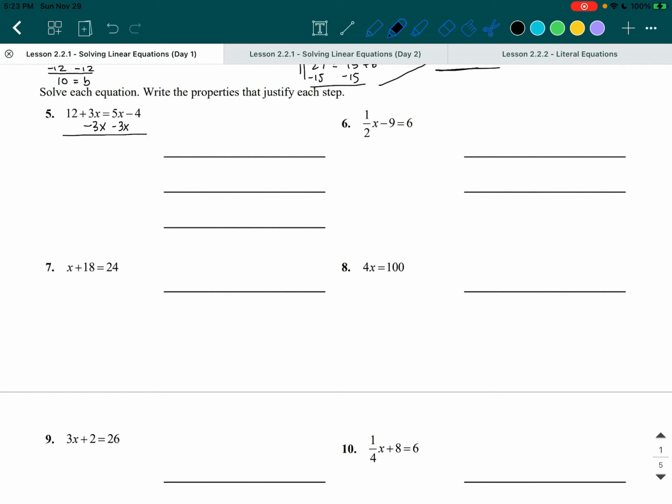And I'm moving the 3x because when we do 5x minus 3x, that will give us a positive number, and I just think that's easier to deal with. So let's write it out. The 12 carries down, those cancel out, equals 5x minus 3x, that will be 2x, and that's our first step. So the first thing we did was subtract 3x on both sides.